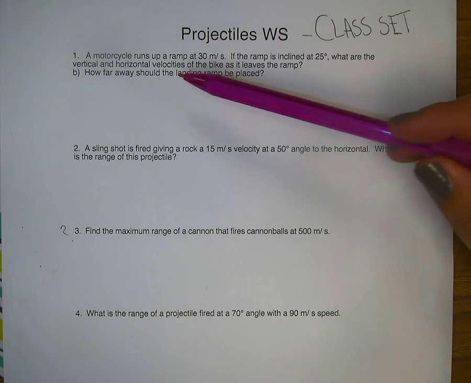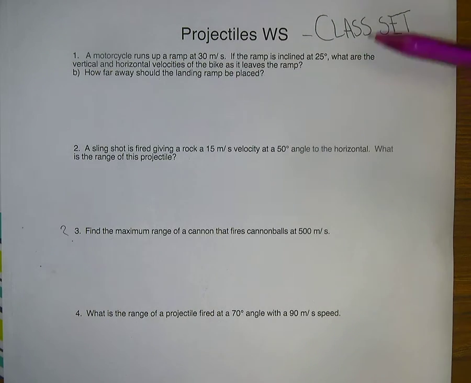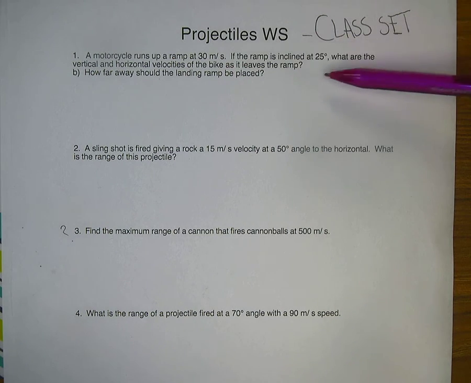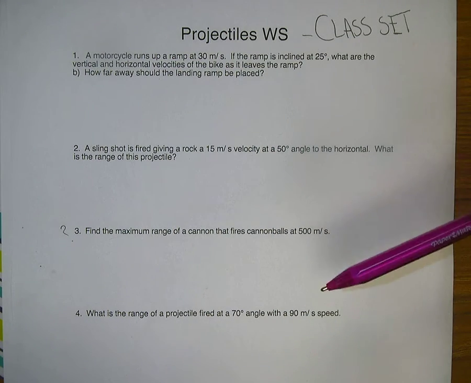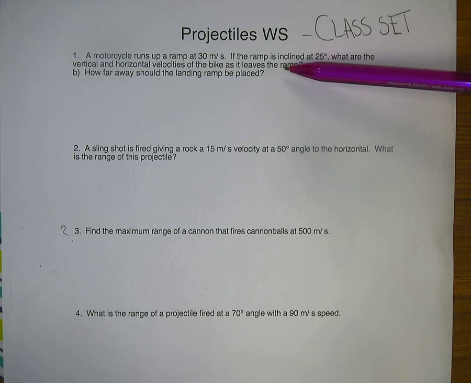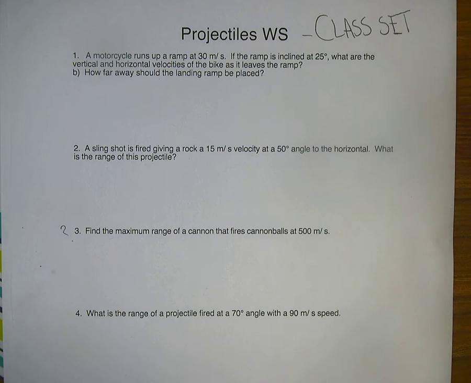We're going to work with this motorcycle. A motorcycle runs up a ramp at 30 meters per second. The ramp is inclined at 25 degrees. What are the vertical and horizontal velocities of the bike as it leaves the ramp? And how far away should the landing ramp be placed?